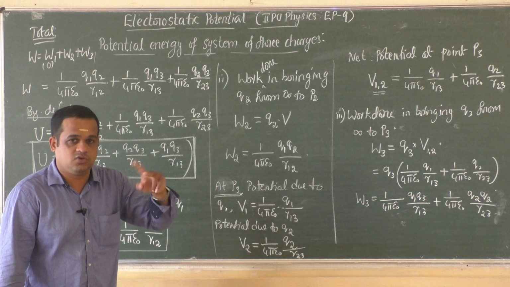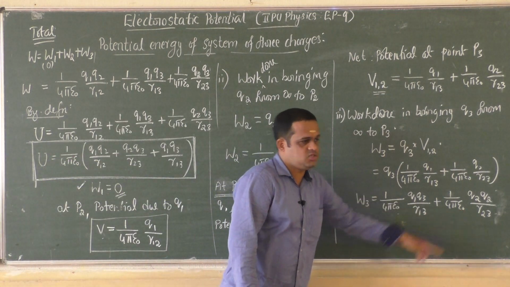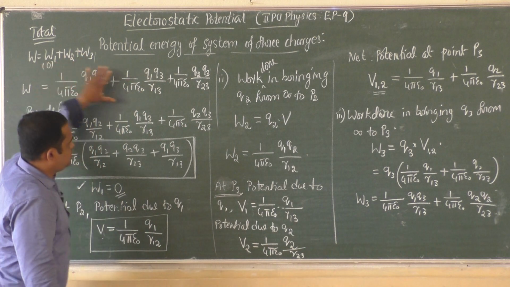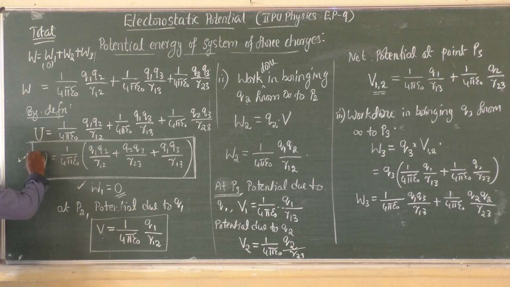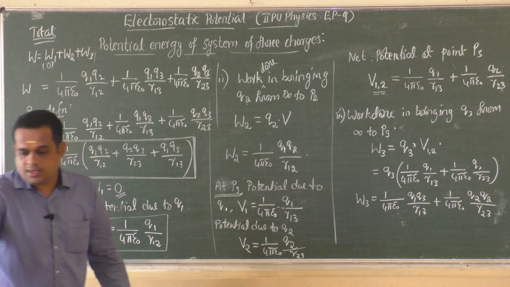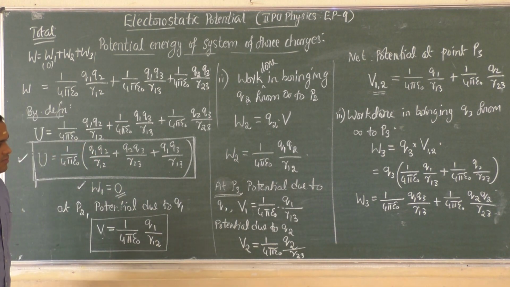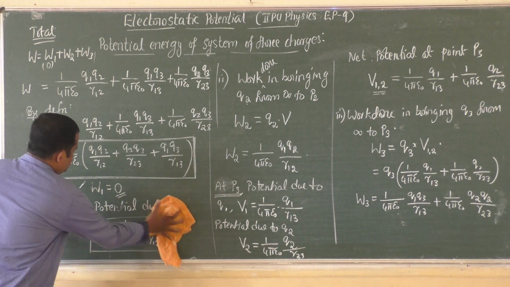the first 2 charges Q1 and Q2, therefore work done is this much. So total work done is given by this expression. By definition, potential energy is equal to work done, therefore potential energy of system of 3 charges is given by this expression. Okay, I think it is clear. Okay, let us move further.